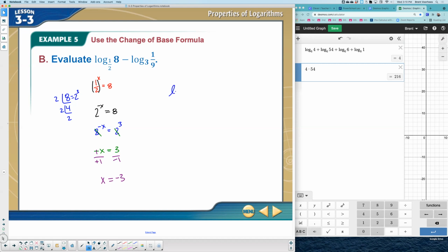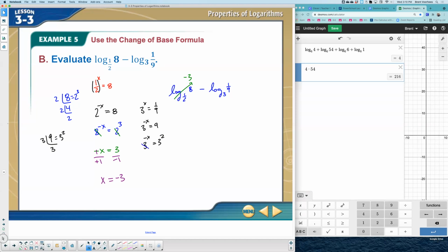Let me rewrite this. Log base 1/2 of 8 is going to be replaced by -3 minus log base 3 of 1/9. Okay. And so if I did the same thing for 3 to the power of x equals 1/9. That's the same thing as 3 to the negative x equals 9. You take the reciprocal. And I'm hopeful that you know that 9 is the same thing as 3 squared. And so here I would have 3 to the negative x equals 3 squared.